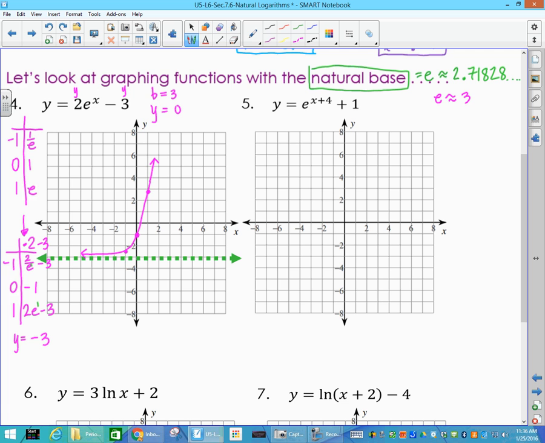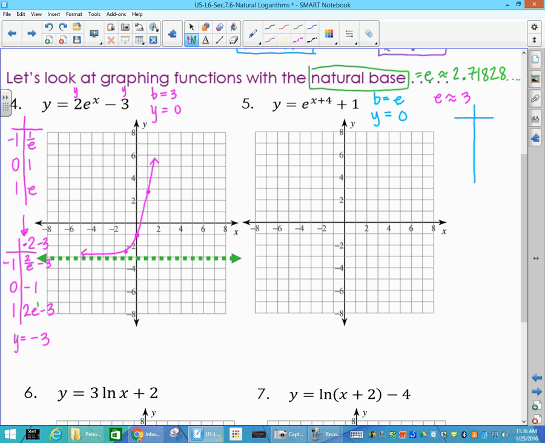Okay, let's look at the next one. y equals e to the x plus 4. So again, the base is 4. Nope, the base is e. Just make sure you're paying attention. The asymptote is exponential, y equals 0.